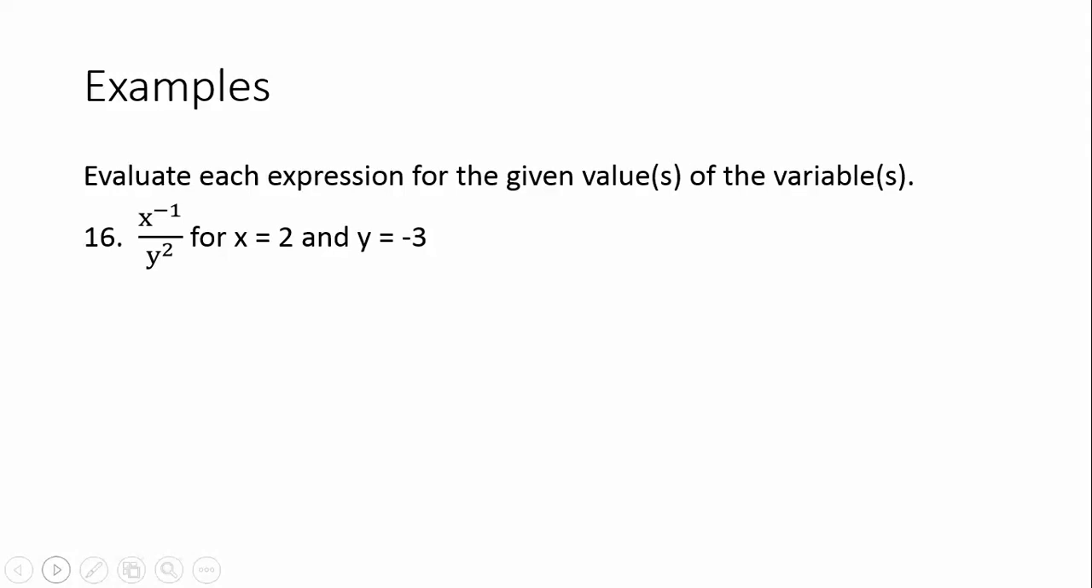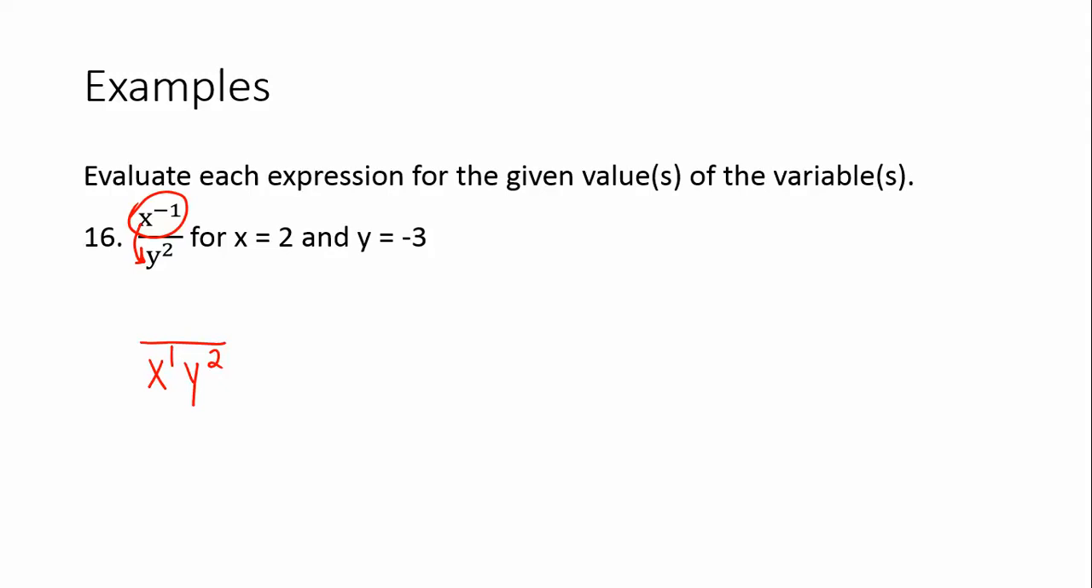16, we have x to the negative 1 over y squared. The x is being raised to the negative exponent, so it's going to move down into the denominator. Notice what's already down there, though, a y squared. So in our denominator, we're going to have x to the first, y squared. You don't have to write the exponent 1, but I like to at least initially so that we understand there's just an x there by itself. It's not being squared or anything like that.